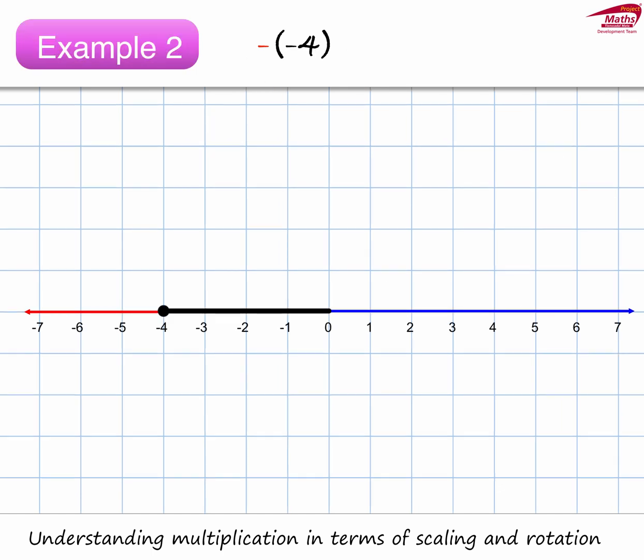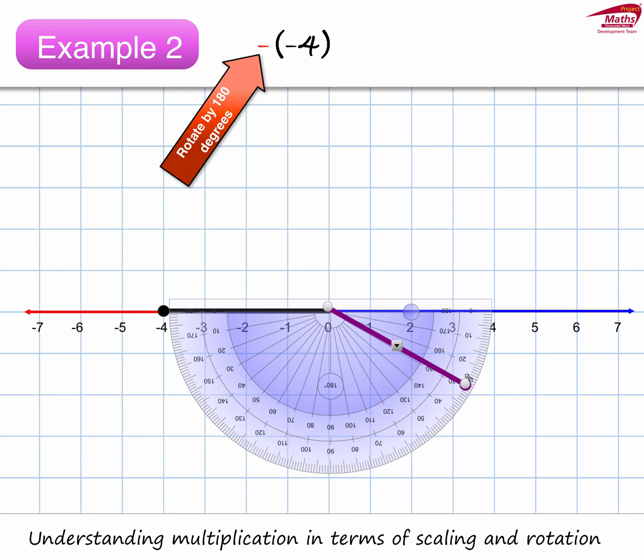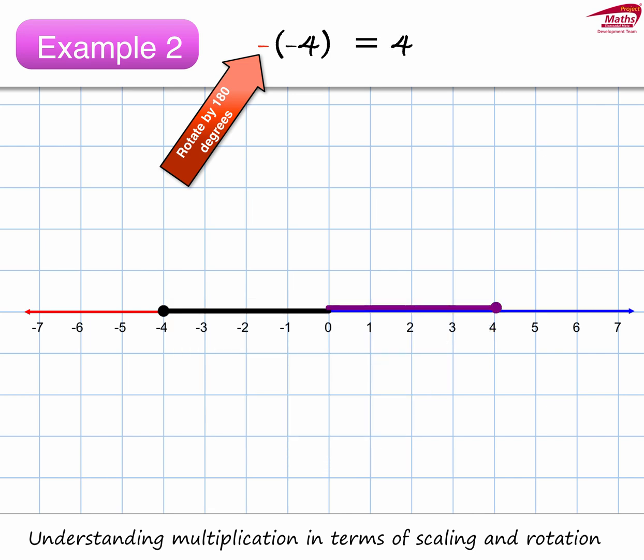Example 2. To take away negative 4. To take away means to rotate by 180 degrees. So when we do this, we get 4. In other words, to take away 4 negatives would be to make something more positive by 4.